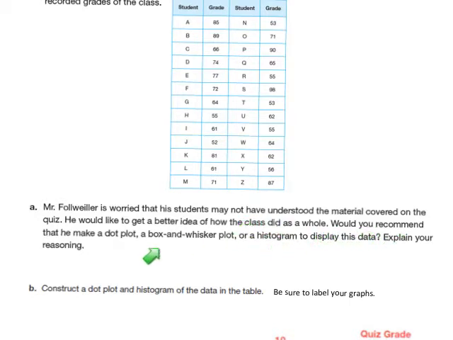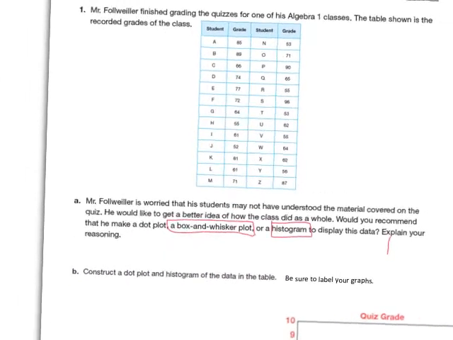And here we go. Would you recommend that he make a dot plot, a box and whisker plot, or a histogram to display his data? Explain your reasoning. Well, in order to understand and answer this question, you must know what a box and whisker is. Okay. What a histogram is, and to do that, you might want to come back to this one, so we can study that a little further.